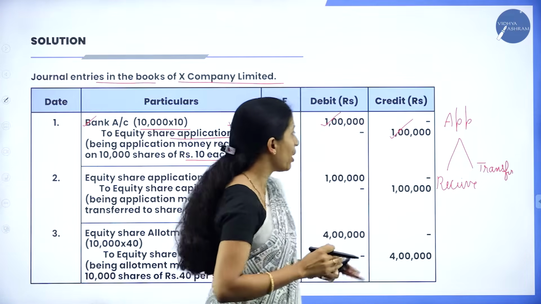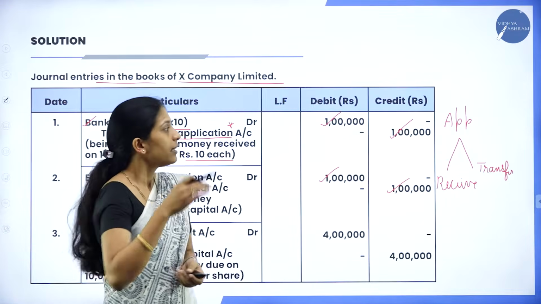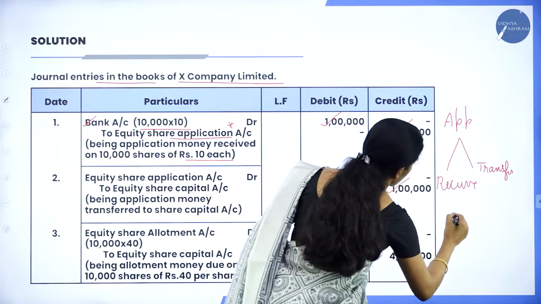You will write the same amount, that is 1 lakh on the debit side and 1 lakh on the credit side. Now coming to the next stage, that is the allotment stage.